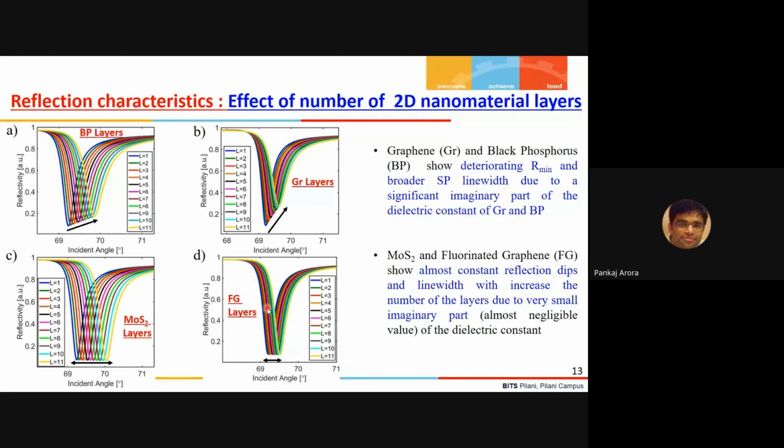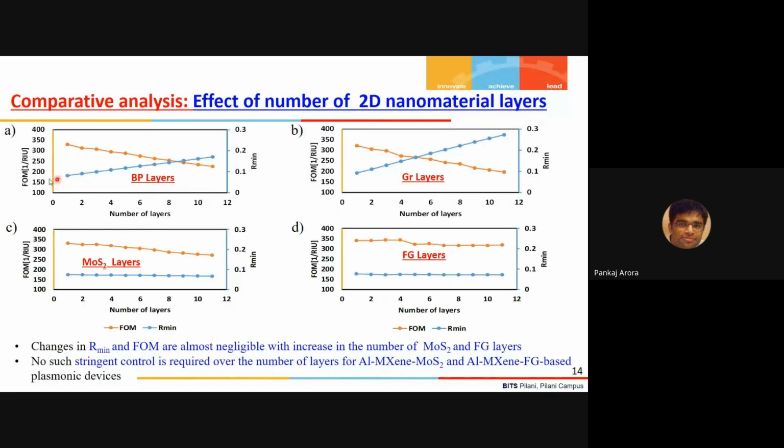To further quantify whether it really is constant, we try to plot figure of merit with respect to R minima, with respect to number of layers. So you can see R minima is increasing, the blue curve, FOM is decreasing; R minima increasing, FOM is decreasing. But in the case of MoS2 and FG, it is almost constant. The beauty is in using FG and MoS2, since, as I told you, these materials have very, very less imaginary part of the refractive index, it helps me to provide the narrow line width. So while fabricating, I don't need stringent control, like needing to go with only 1 layer or 2 layers. Whatever the number of layers, the sensing parameter is almost constant.